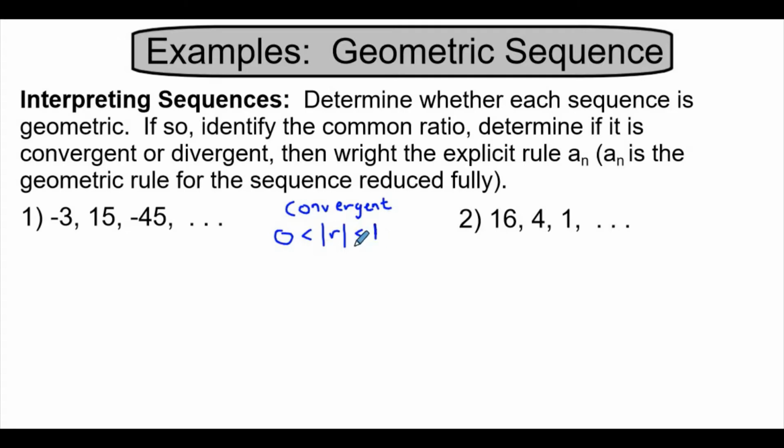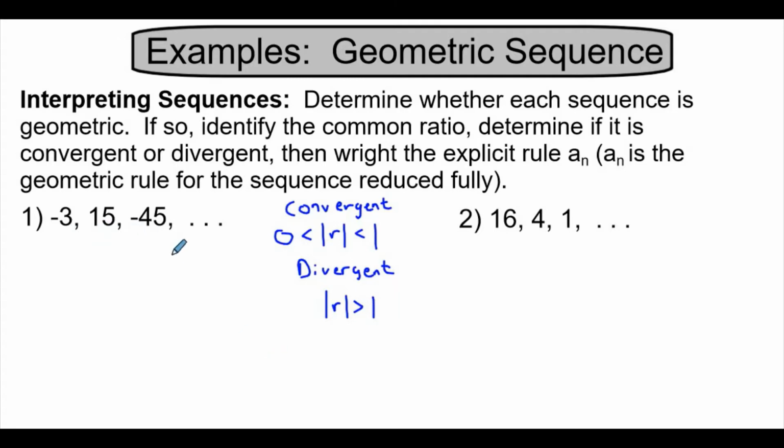Now, the absolute value is going to take care of a negative if there is one, which is important because the first problem has an R value that's negative. For something to be divergent, that is going to be the exact same thing as exponential growth. And so if you remember, that would be R greater than 1. Okay, so let's see what this one is.